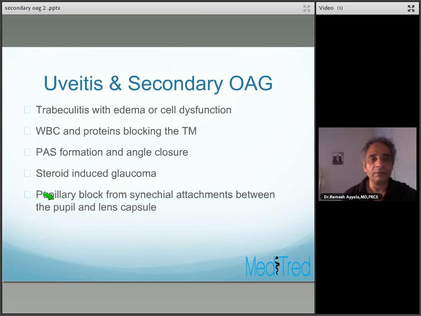Let's move on to the second category for discussion today, uveitis and secondary open-angle glaucoma. This is a fairly big topic, and I'll try and highlight those aspects that are relevant for board review purposes and also for you to gain a basic understanding. The mechanism of uveitis causing glaucoma is multiple. Trabeculitis, which is inflammation of the trabecular meshwork itself, can lead to edema and cell dysfunction, causing glaucoma.